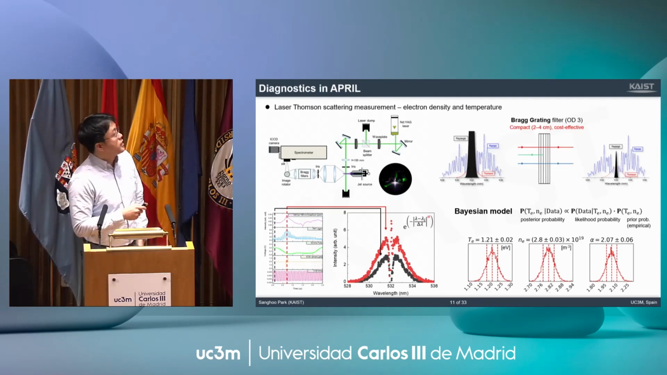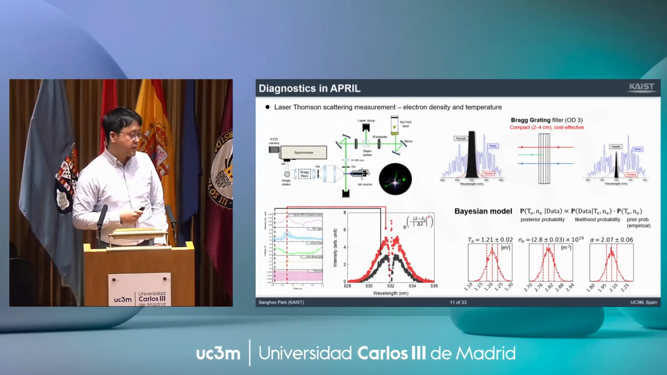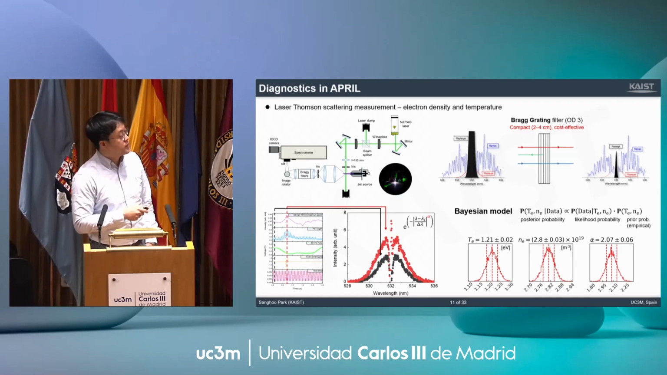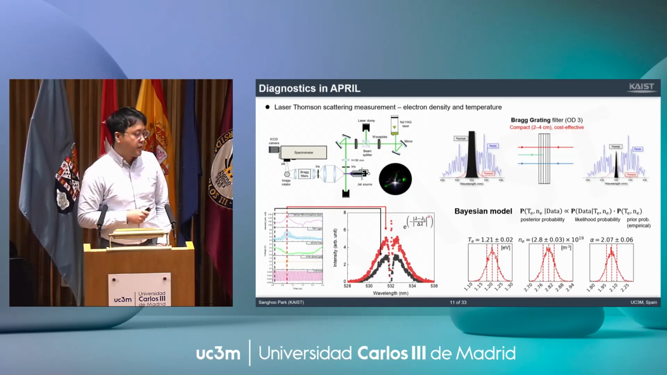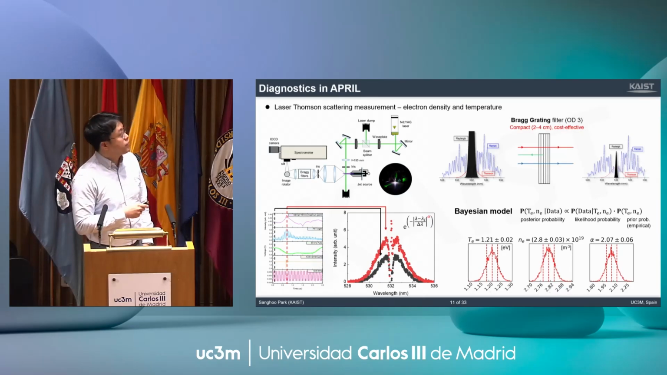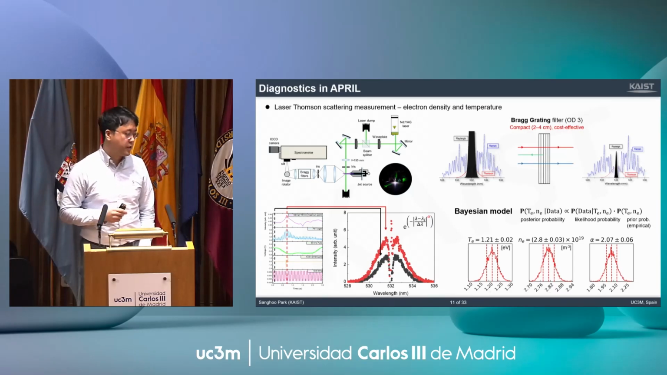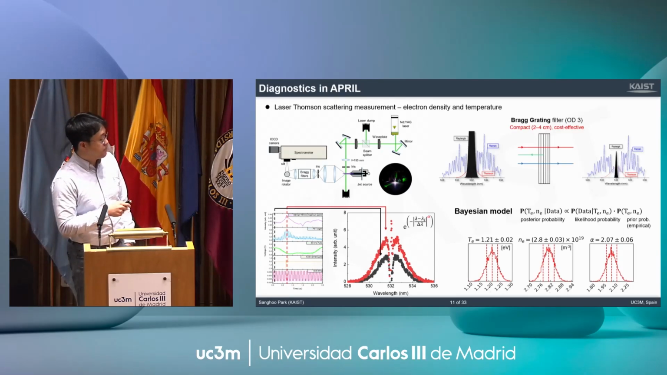And we have to block the very high intensity Rayleigh scattering like this. So when we use the Bragg grating filter with an optical density of 3, we can cut off the Rayleigh scattering signal very effectively. Okay, so this is very compact in size, and this is a very cost-effective method. With this Bragg filter series, we can use just a single spectrometer combined with the ICCD camera, and then we can measure the Thomson scattering spectrum like this.